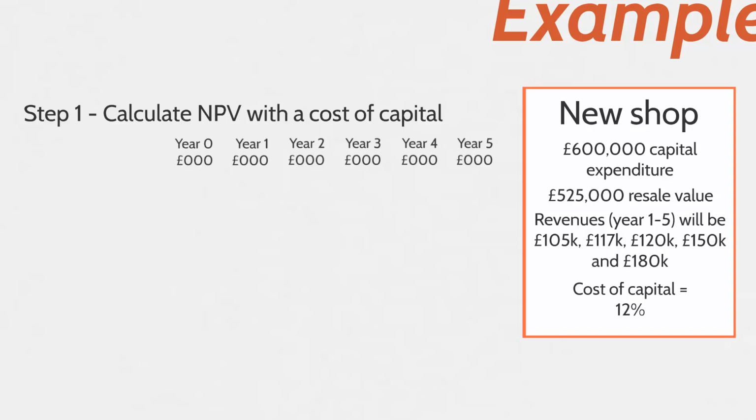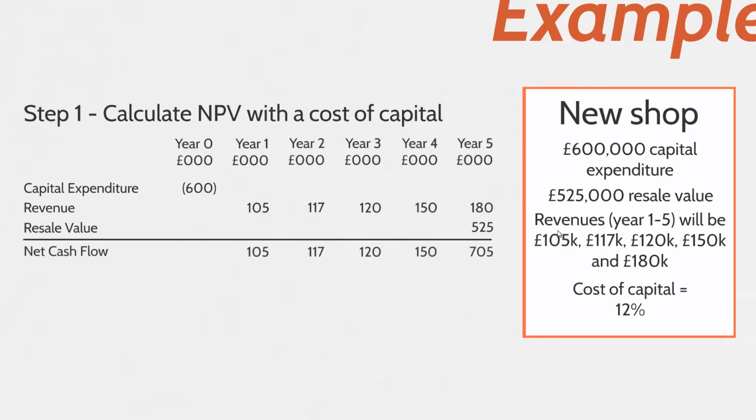So we've got our 5 years including our year 0 as well across the top here. We know that the capital expenditure in year 0 is going to be £600,000, and we have our various different revenues and also, as you can see, our resale value at the end of year 5 of £525,000. So our net cash flows are as follows. You can see that actually it's just the same as the revenue, except for year 5, where we have the year 5 revenue plus the resale value, giving us a net cash flow of 705,000 in year 5.